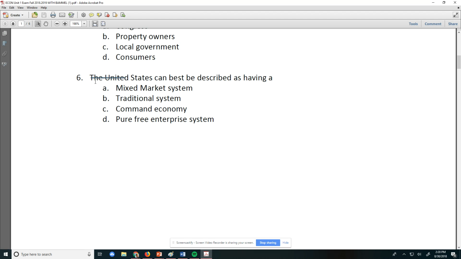Number 6. The United States can best be described as having A, a mixed market system, B, traditional system, C, command economy, or D, a pure free enterprise system.